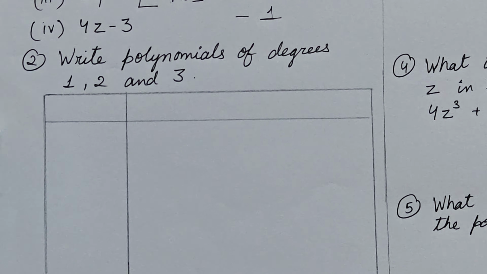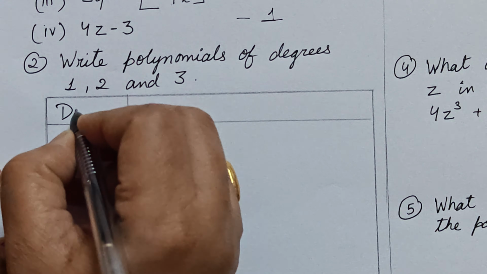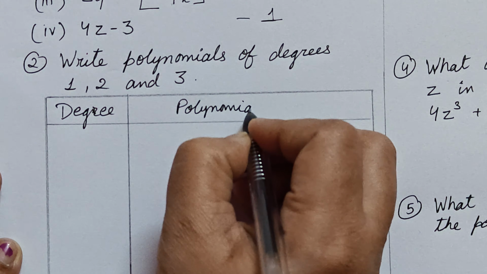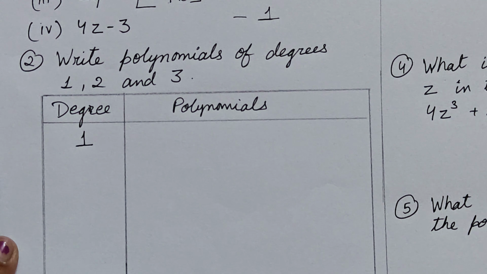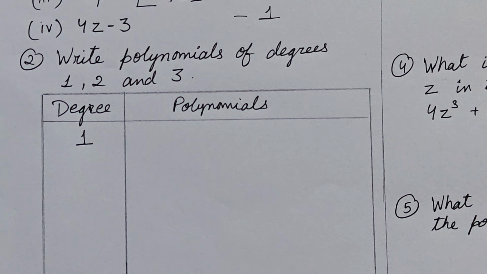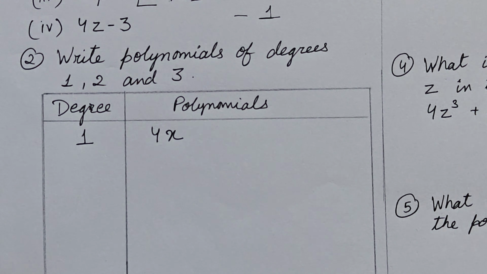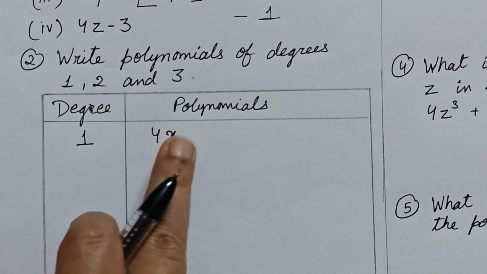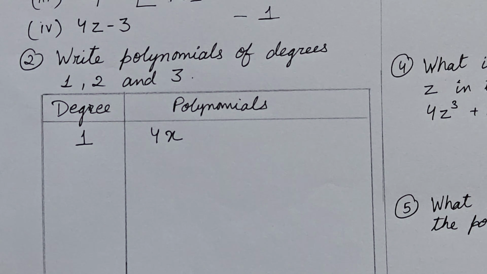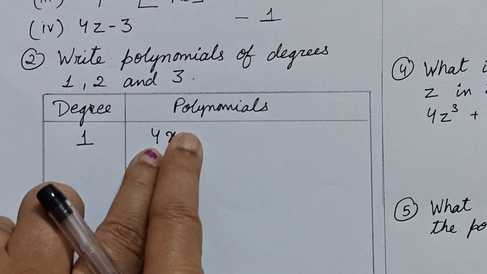Write polynomials of degrees 1, 2 and 3. So let us solve this. Degree 1 means the highest power of the expression should be 1. Let us write some examples here. 4x, simply 4x. Here the variable is x with power 1, and this is the linear polynomial, right? Only one term contains 4x with the power 1.